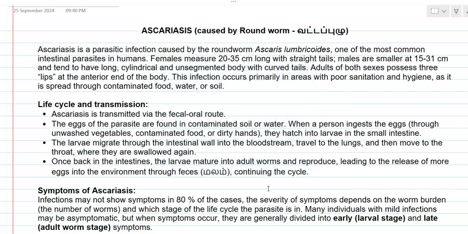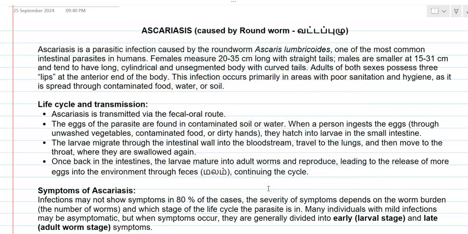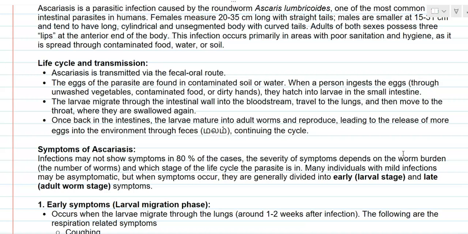This infection occurs primarily in areas with poor sanitation and hygiene, as it commonly spreads through contaminated food, water as well as soil resources. Now we look into the life cycle of this pathogen and its transmission.